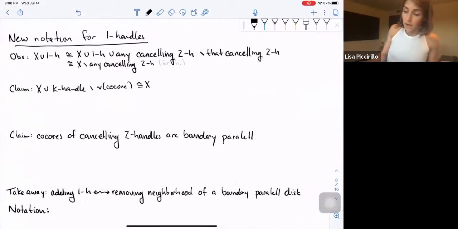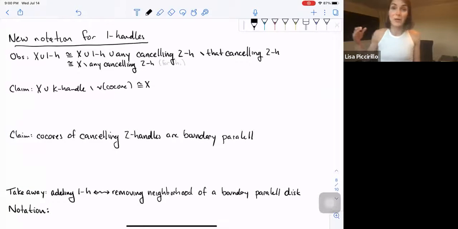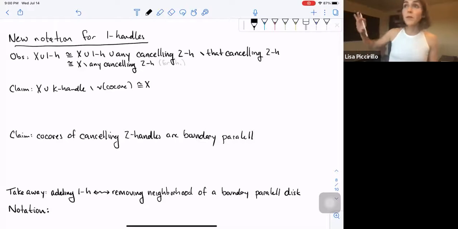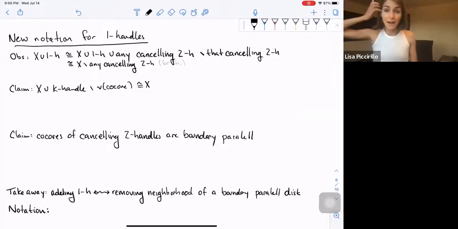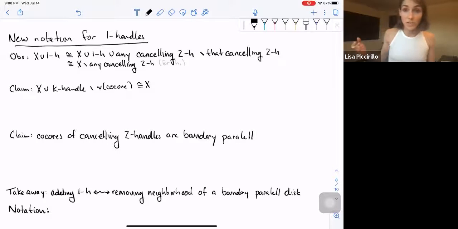Canceling handles are going to be very important in their own right in the next 4 lectures of my course, and they come up a lot in the literature on their own, but they have this other application, which is they let us give a new notation for 1 handles. So let me talk to you a little bit about this, and let me first make a silly observation that follows as a corollary of this handle cancellation lemma we just proved.